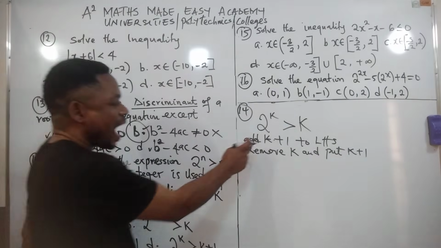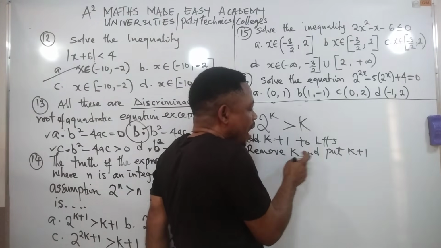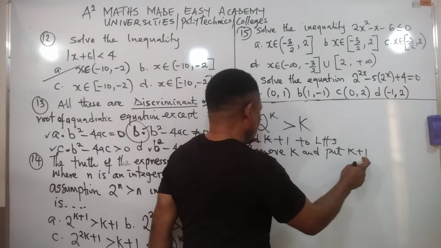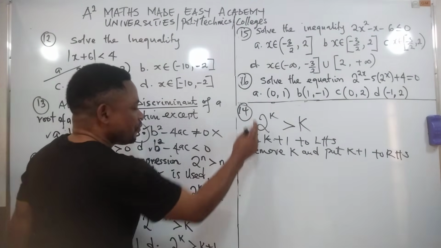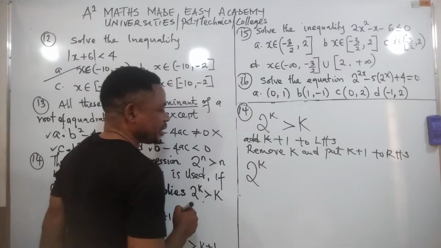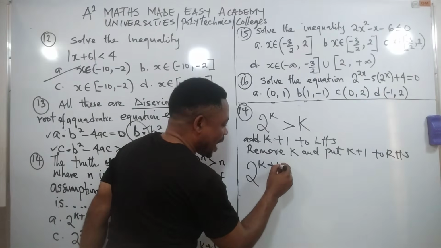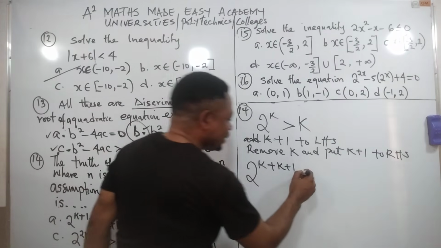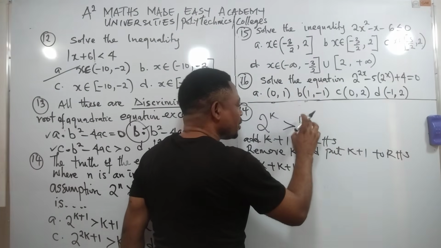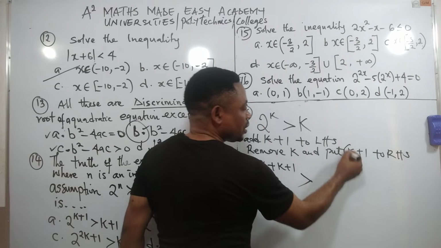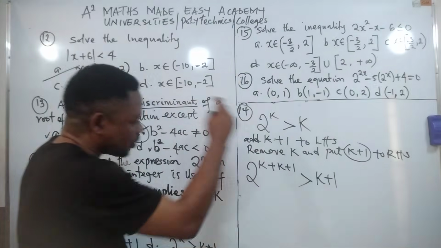I take it again. Add k plus 1 to the left hand side. Then remove k and put k plus 1 on the right hand side. Well, let's go. I have here 2 raised to power k, right? What did they say? We should add k plus 1. I will now add k plus 1. Then this is greater than. Are you with me now? Then this is the right hand side. And the law says remove k and introduce k plus 1. I will now put here k plus 1. Are you with me? Then let us get the final answer.